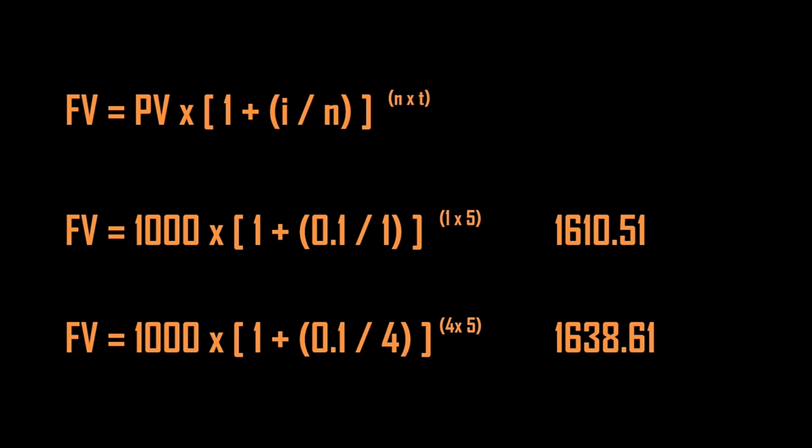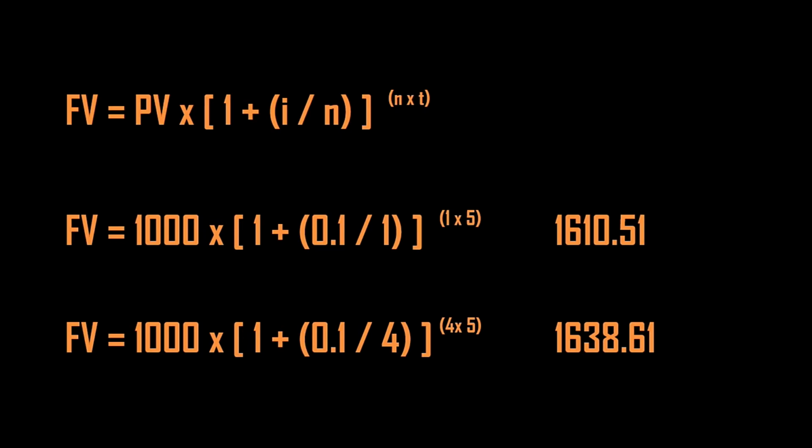The difference is roughly $28. The difference might not be a lot, but it is still different. You are going through the same time difference, 5 years. The only thing that changed was the amount of time the interest was compounded.